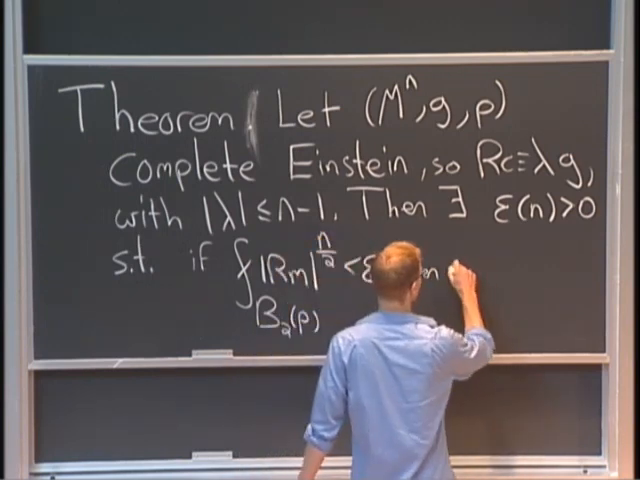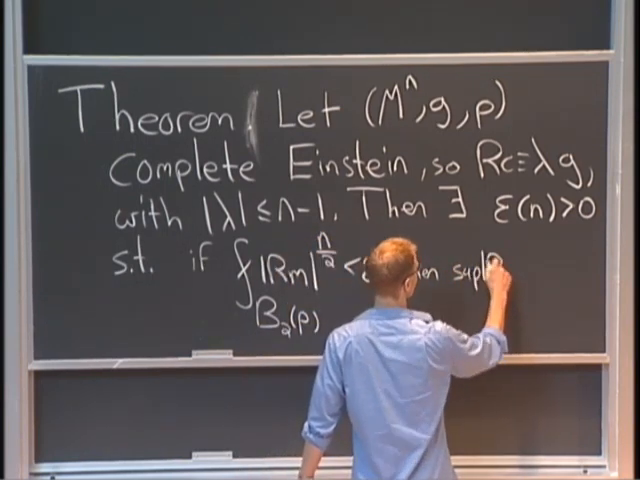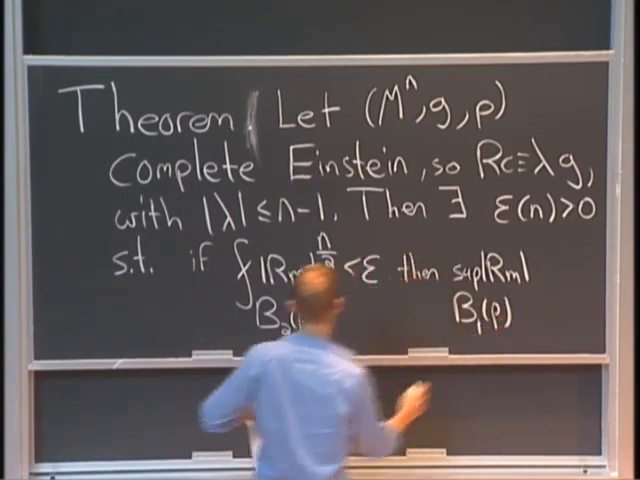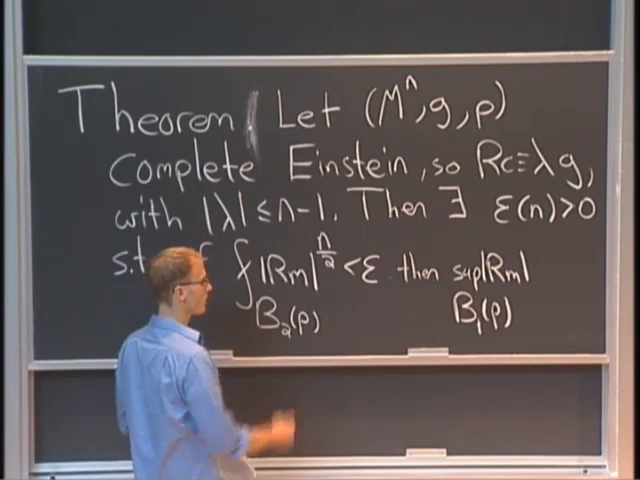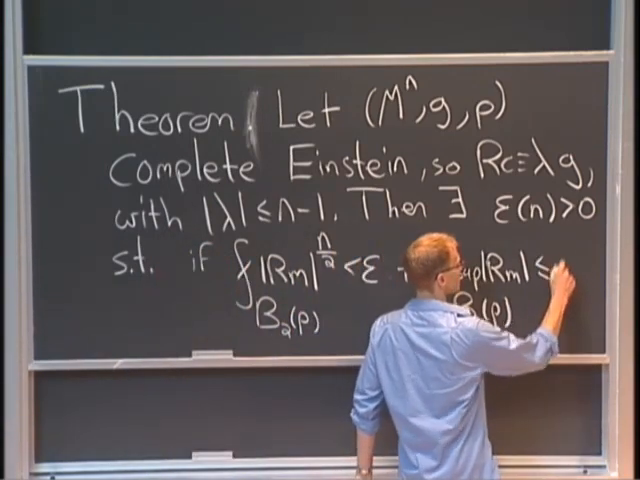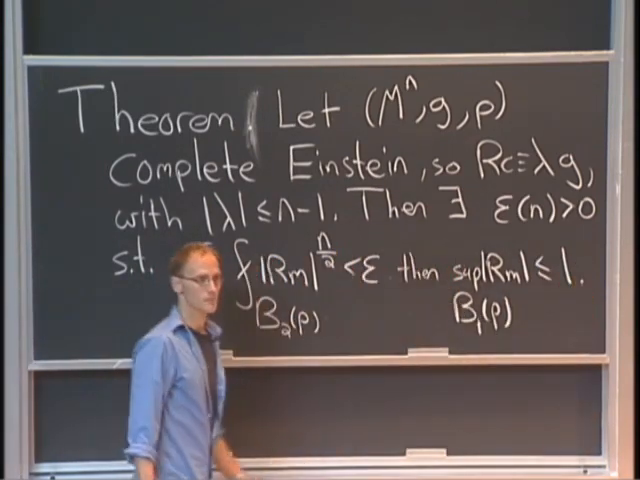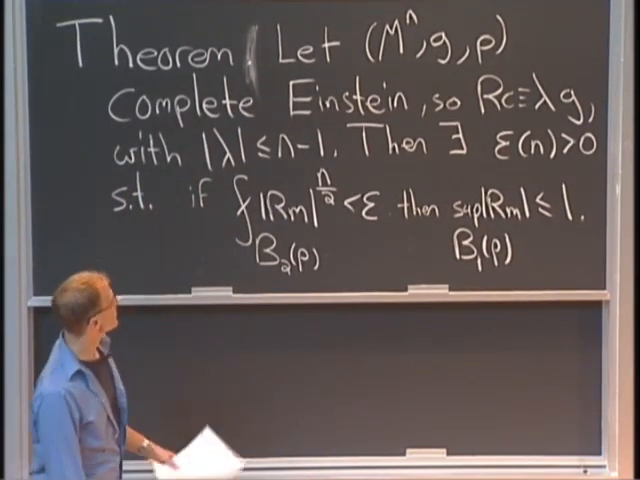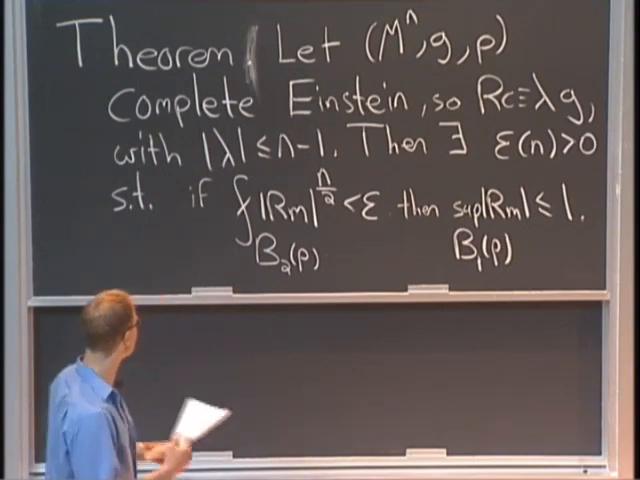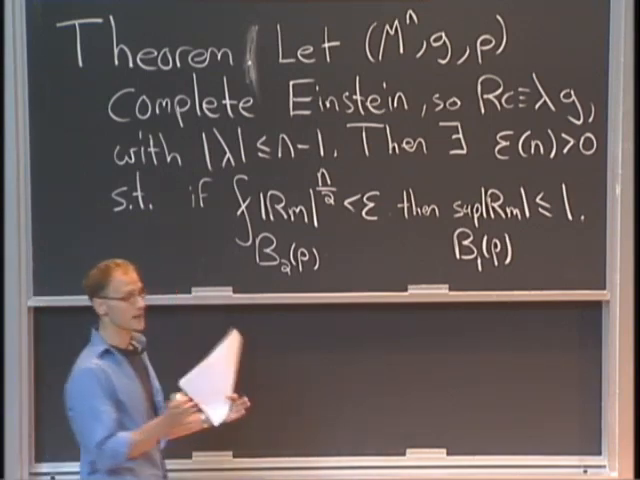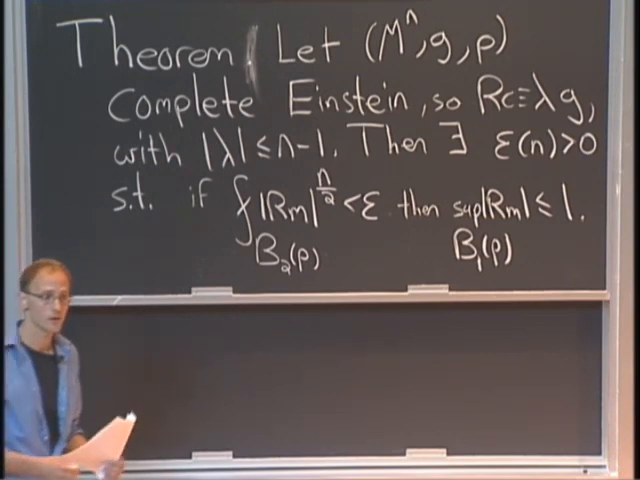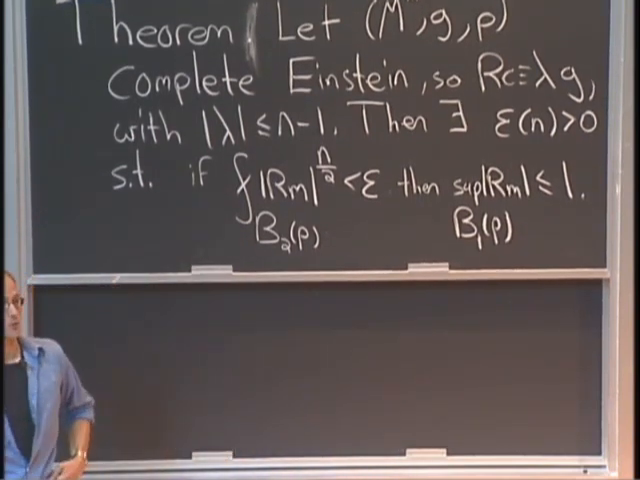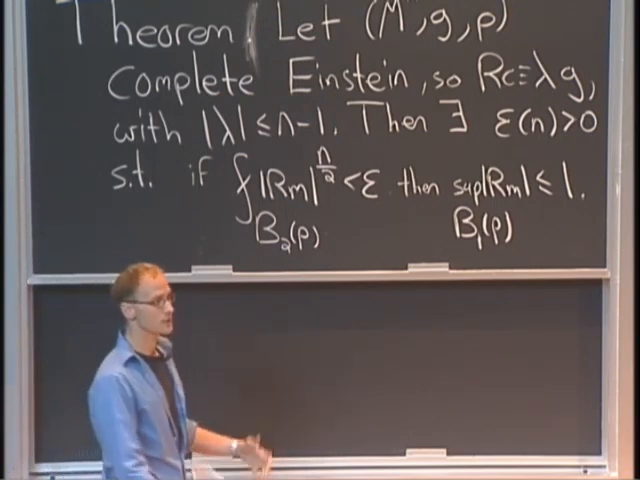Then, in fact, the sup of the curvature on the ball of radius 1 around this point, so a slightly smaller ball, right? Ball of radius 2 goes into ball of radius 1, is bounded by 1. So if we just know that the curvature in the n over 2 norm is small, then in fact we have a pointwise control over the curvature on a smaller ball. So this is sort of the most classic type of epsilon regularity theorem, where some sort of L^p control gives rise to some sort of C0 control.